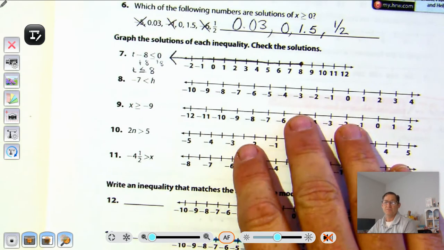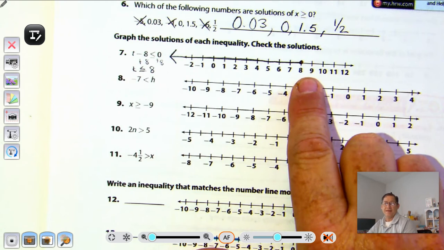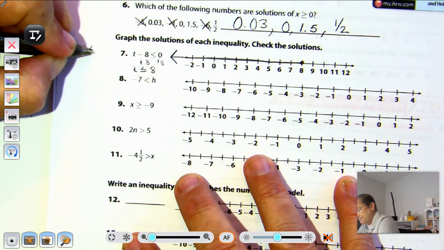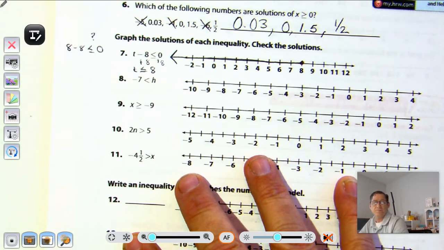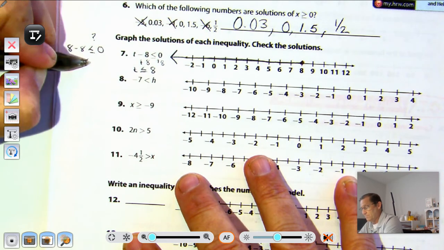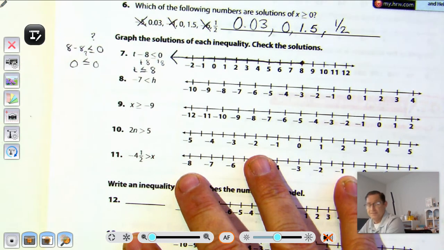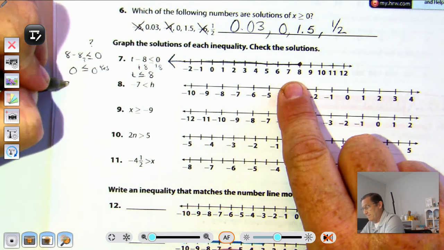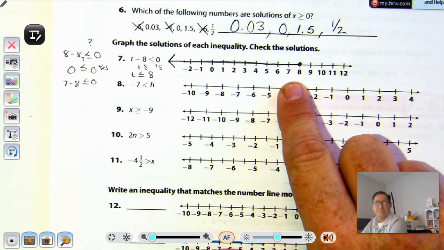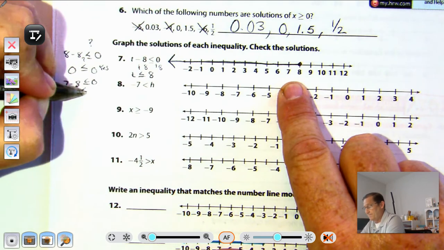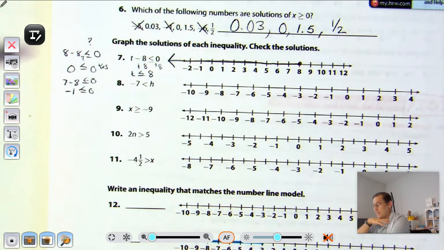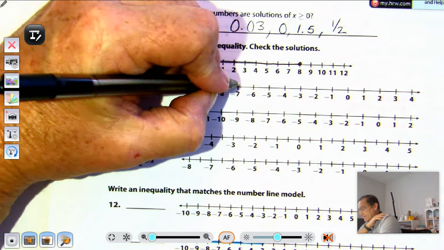So let's just put in a number. Can we put in 8? Is 8 less than or equal? If we substitute 8, 8 minus 8, is that less than or equal to 0? Well, 8 minus 8 is 0, and 0 is less than or equal to 0. If we put in 7, 7 minus 8 would give us -1, right? And -1 is less than or equal to 0. So this is correct.